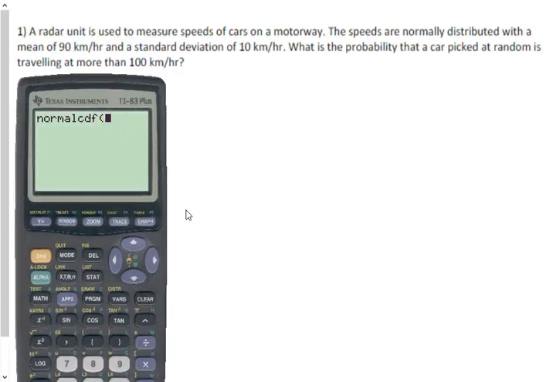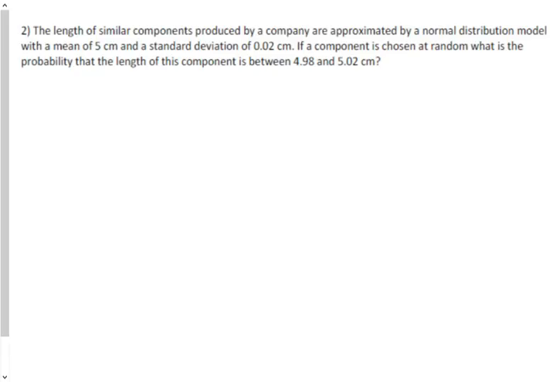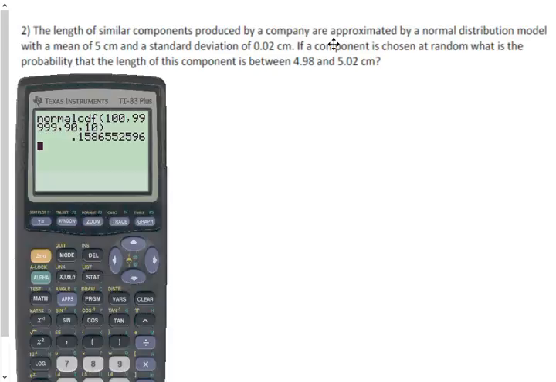Okay. And let's see, more than 100. So that means my interval is 100 to infinity. The mean's 90, and the standard deviation was 10. And there's a 16% chance that a car picked at random will be traveling more than 100 miles an hour. And that's all we're doing here. You're finding specific values for these. So let's go ahead.